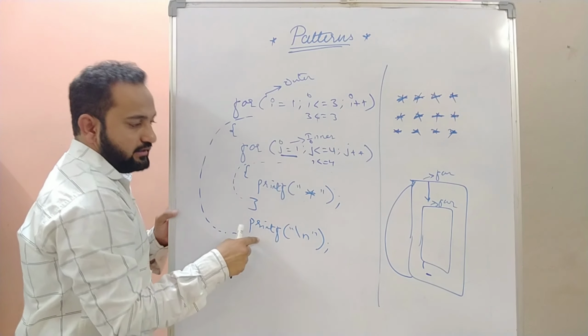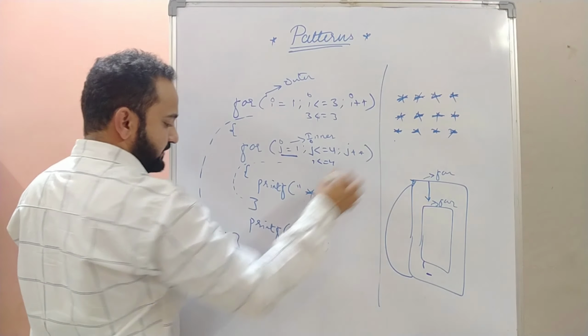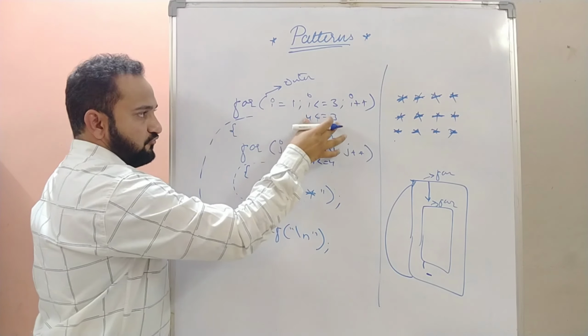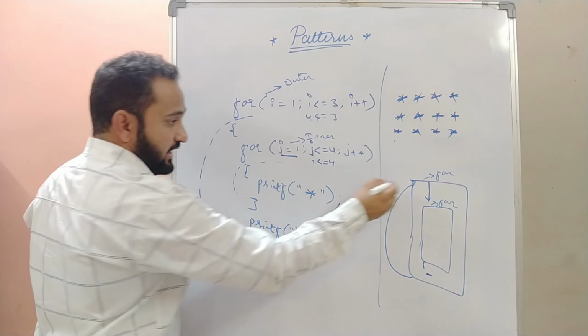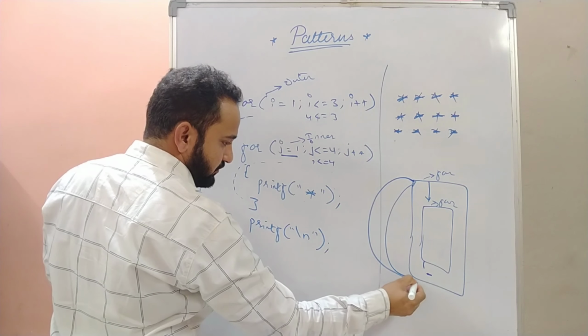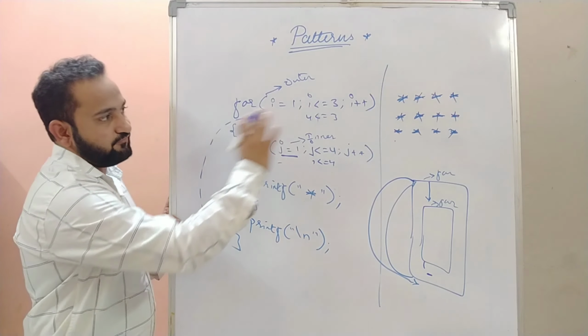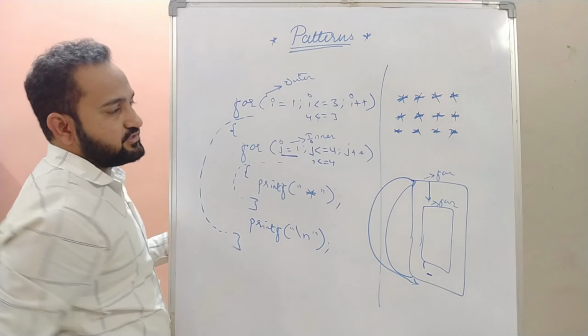Again, it will come out of this inner for loop, leave one line, and wait here. It's going back to the outer for loop. The value of i now becomes 4. 4 is less than or equal to 3? Condition false. Now it will directly come out of this for loop. There is no way that it will go inside the inner for loop. So that will be the final answer. The final pattern that we'll be getting is this one.